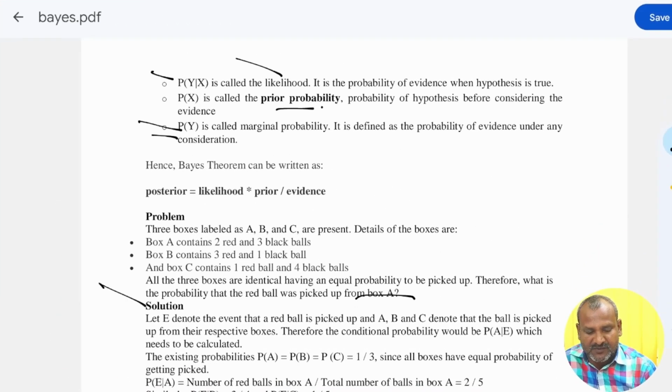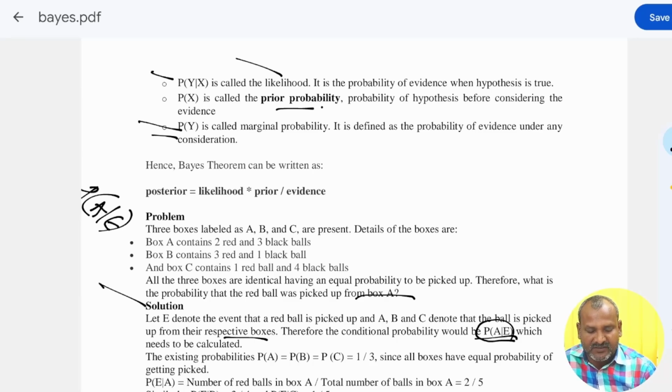Now coming to the solution. Let E denote the event that a red ball is picked up, and A, B, C denote that the ball is picked up from their respective boxes. Therefore, the conditional probability to be calculated is P(A|E). That is the thing we need to calculate. The prior probabilities P(A) = P(B) = P(C) = 1/3, since all the boxes have equal probability of getting picked.